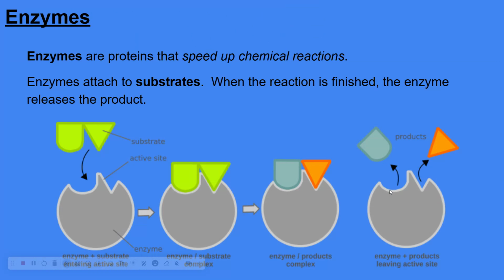Enzymes. Enzymes are proteins, like we just stated, but enzymes are proteins that speed up chemical reactions. So they make chemical reactions in cells go faster. They do this by attaching to substrates, which are the molecules that need to go through a chemical reaction. When the reaction is finished, the enzyme releases the product.